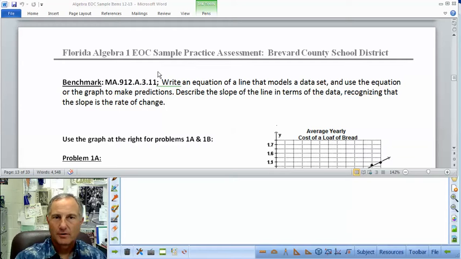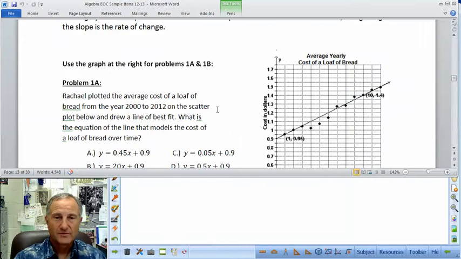Okay, picking up with our EOC sample practice assessment, we're at 311. Write an equation of a line that models data sets, uses equations or graphs to make predictions, and describes slopes of lines using the data. And don't forget that slope is the rate of change. Rise over run, the difference in the y's over the difference in the x's. It's a rate of change.